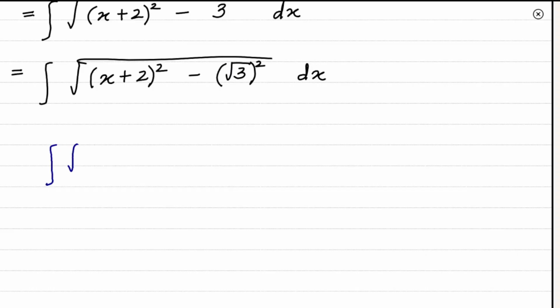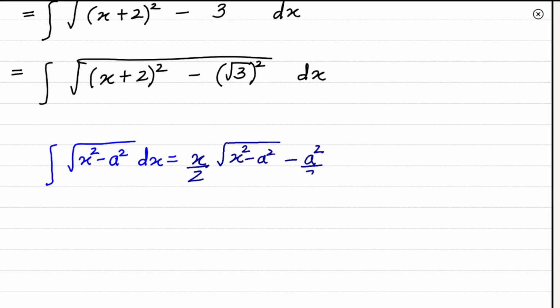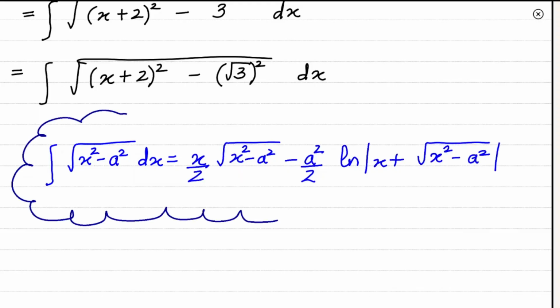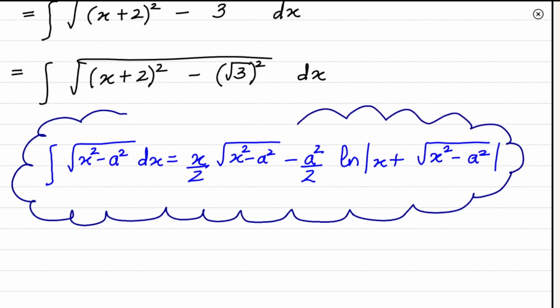Remember that the integral of square root of x square minus a square with respect to x has a standard formula. The formula says it is x by 2 square root of x square minus a square, minus a square by 2 ln mod x plus square root of x square minus a square. That is a standard formula for such integrals that I would like you students to remember.